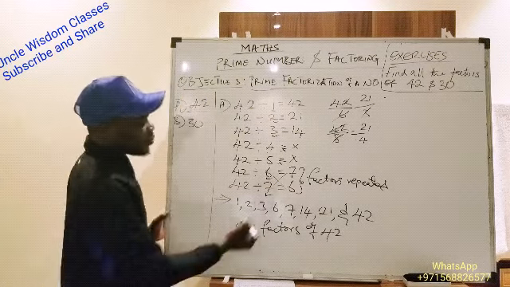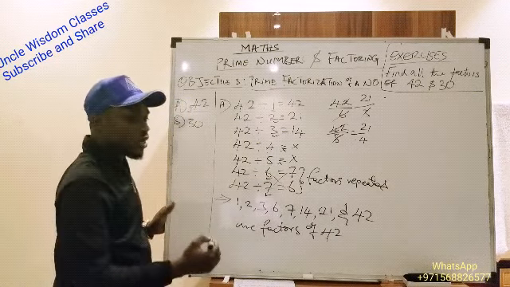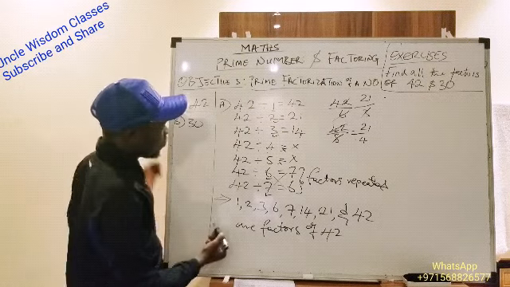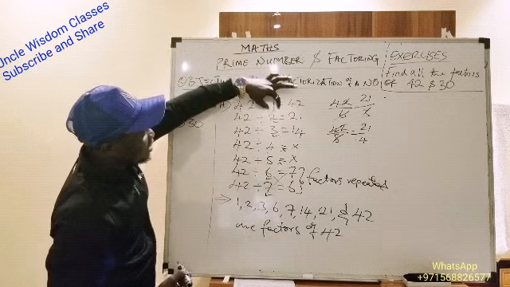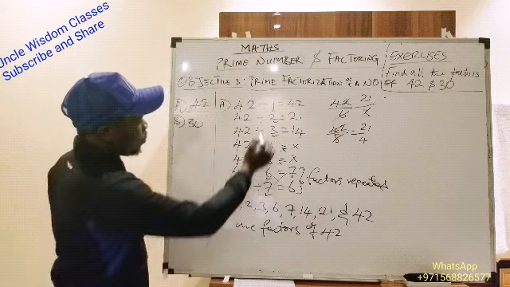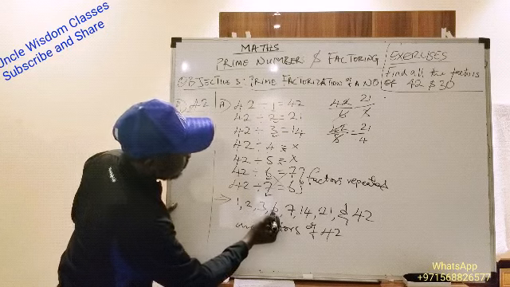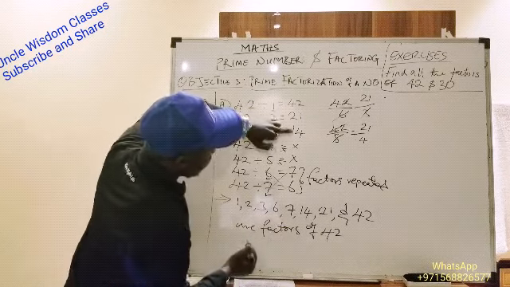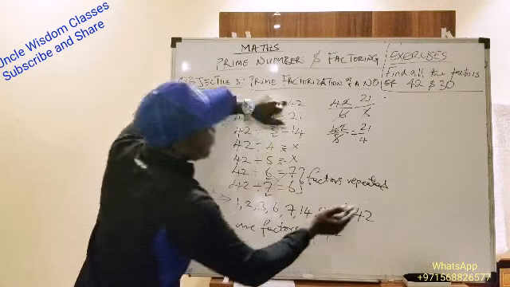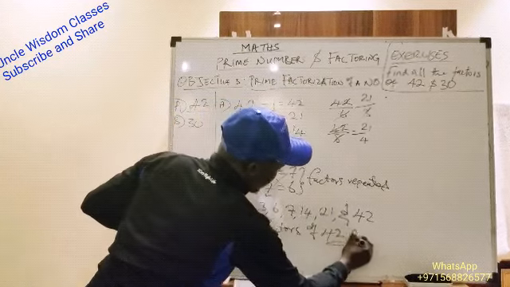Remember what I said: whenever a number starts repeating, it means that you've already found all the factors of the number. Therefore, you take the ones that divide the number without remainder. That is 1, 2, 3, 6, 7, then 14, 21, and 42. These are the factors of 42. That is our answer.